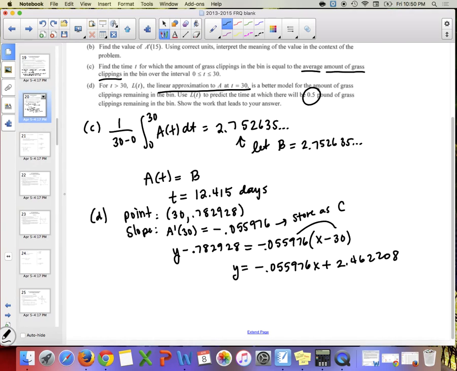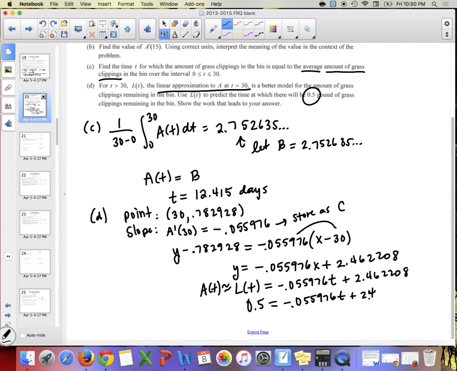All right, and let's write this using variables that we've used in the problem. Really L of t is an approximation for A of t, the amount in the bin, but this is for values that are greater than 30. And this is equal to negative 0.055976 t, x values t, plus 2.462208. So we want to know when we end up having 0.5 pounds of grass clippings remaining in the bin. So that's going to be our amount, our L of t or A of t, whatever you want to call it. So I have 0.5, and we're solving for t.